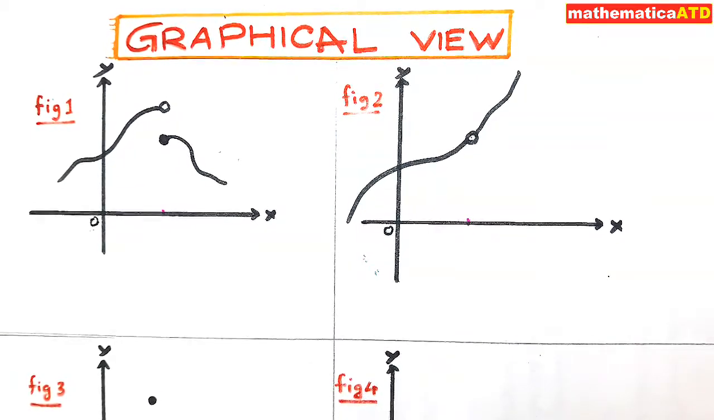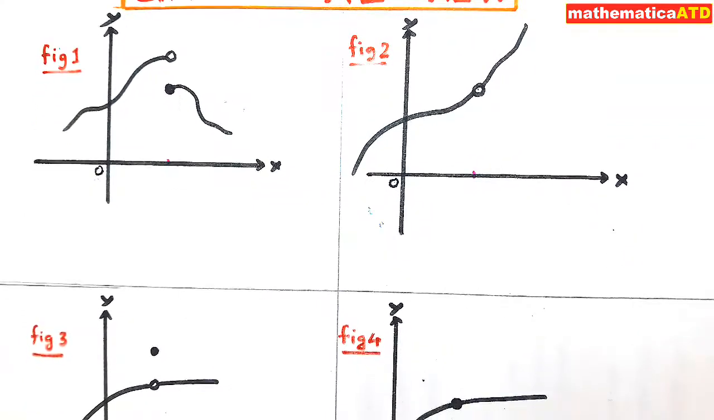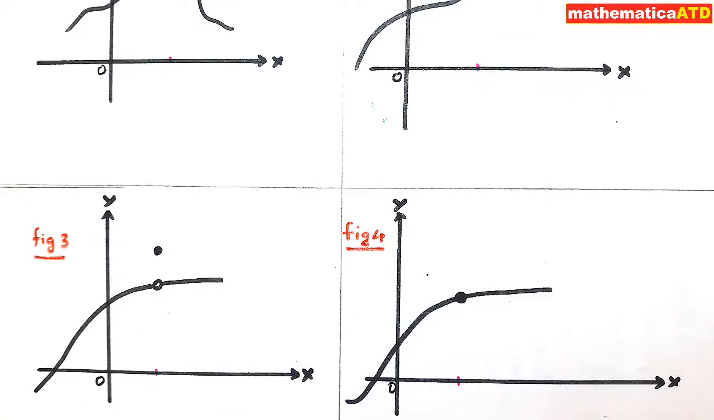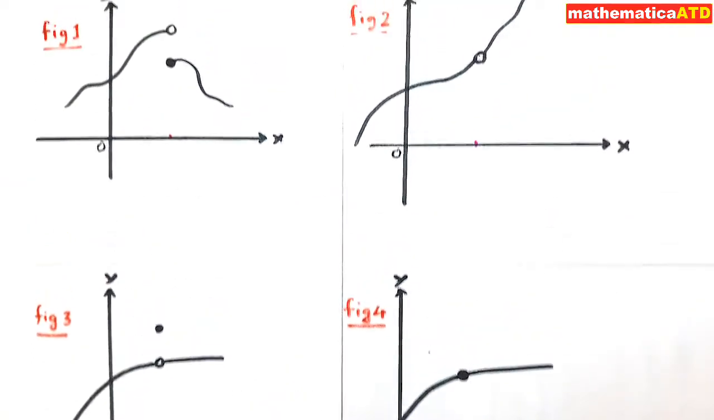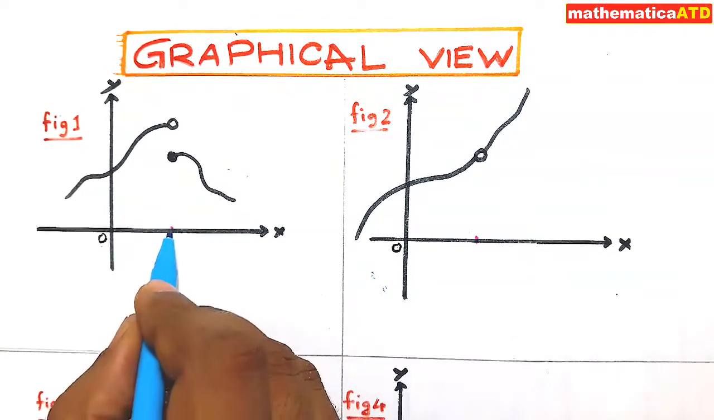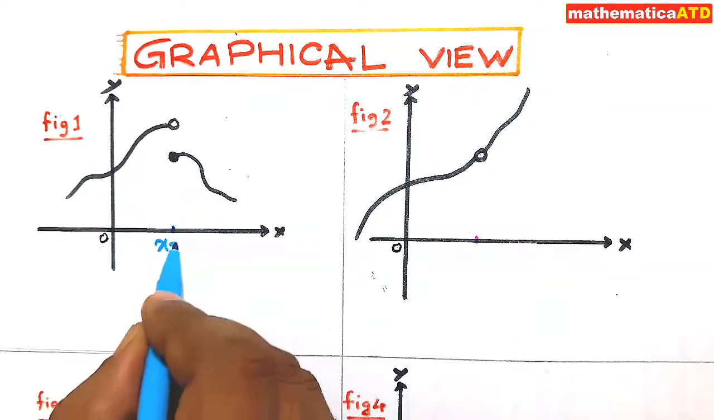Okay, we have drawn here 4 figures. Figure 1, figure 2, figure 3 and figure 4. One by one we shall discuss. First of all, figure A. Let us consider that this point B, x is equal to A.